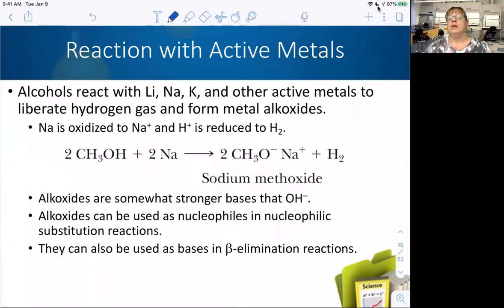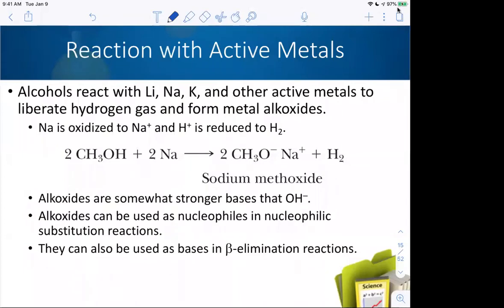Okay, everyone, back to alcohols. We're going to talk about the reactions of alcohols in this next part of chapter 8. So let me go ahead and share my screen, and get rid of me. All right.